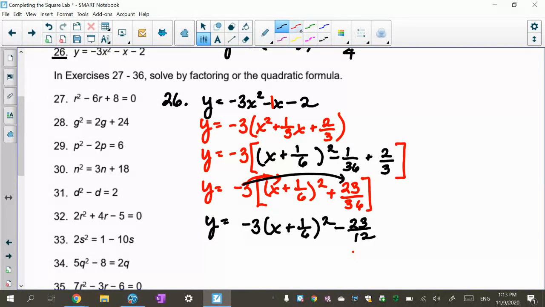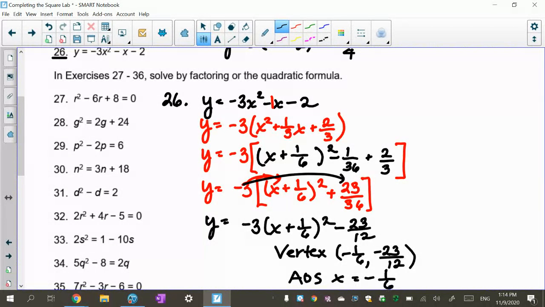So now as you look at it, the vertex is, remember, opposite sign in the parentheses, negative 1/6, negative 23/12, and your axis of symmetry is x equals negative 1/6. And that's the end of this. So good luck.